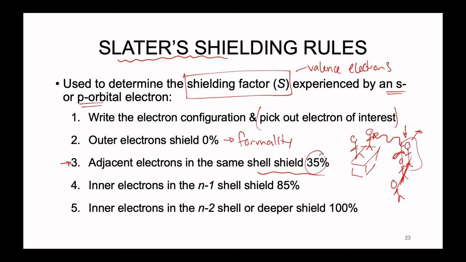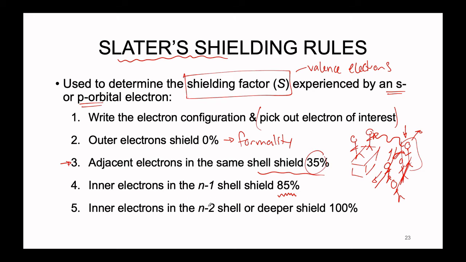Okay, rule number 4. Electrons in the n-1 shell are going to shield you 85% of the time. So these are people that even though they might be in the next row up from you, they're going to be a little bit further away and they might be out of your field of vision. So these people are going to, again, assuming that they're also moving around, they might get in front of you occasionally, most of the time, but they're not going to block you 100% of the time. They're only going to block you 85% of the time.